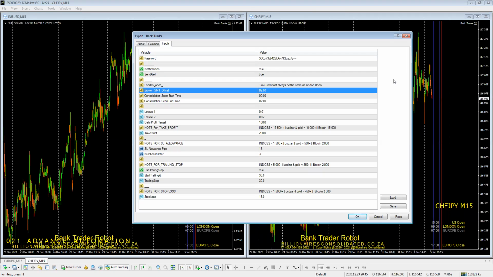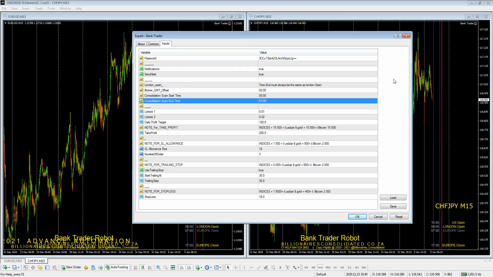Broker time, depending on your time zone, you will set accordingly. You always have to make sure the scan end time is in line with London open. If for you London opens at 9, it should be 9. If it opens at 8, you make it 8. For me, I use 7, because when London opens at 7 on my broker, for me the time is 9. With MT4, even though my time will be 9, with MT4 it will be 7. So there's a 2-hour difference.